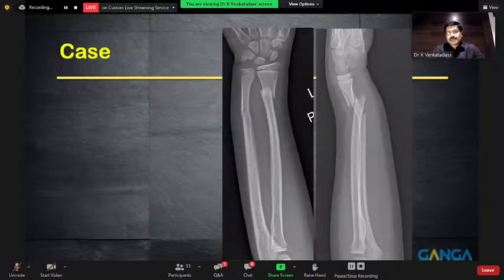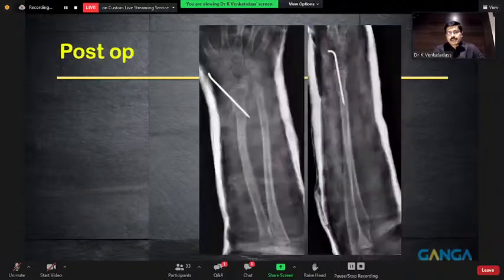Let us look at some of the case examples. So this is a distal radius fracture with an associated slightly proximal fracture of the ulna. And so technically we can call it a junctional fracture. This is how it was pinned.